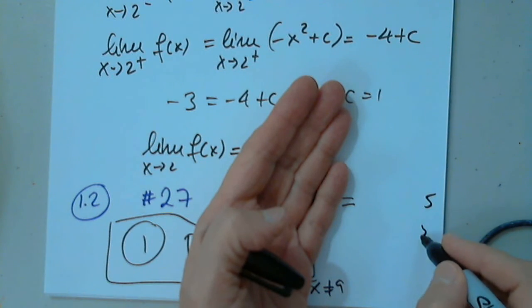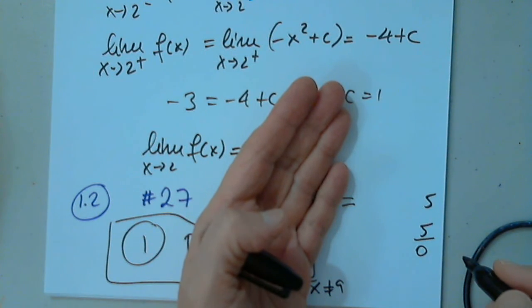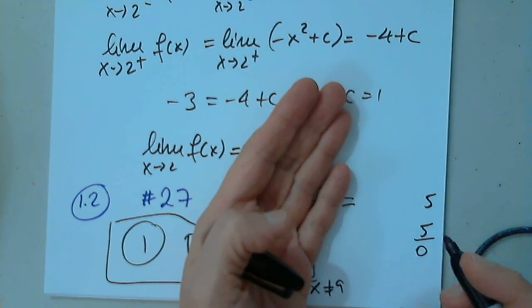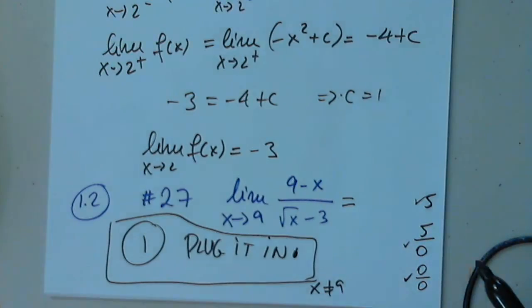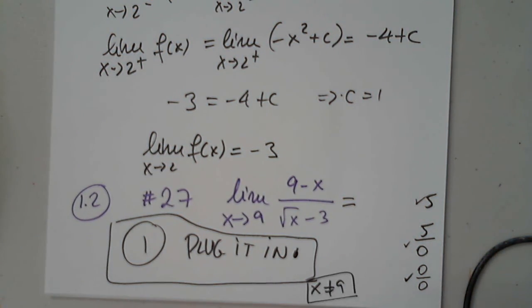Maybe the answer is 5 divided by 0, and then I'm in trouble, because I have to define the infinity, negative infinity, DNE. But what if the answer is 0 over 0? Then it's a different story. So these are 3 possibilities. All of them are feasible, possible. So if I don't know which situation I have, I cannot move on. So I have to plug in x equals 9, although x approaches 9 means x does not equal 9.